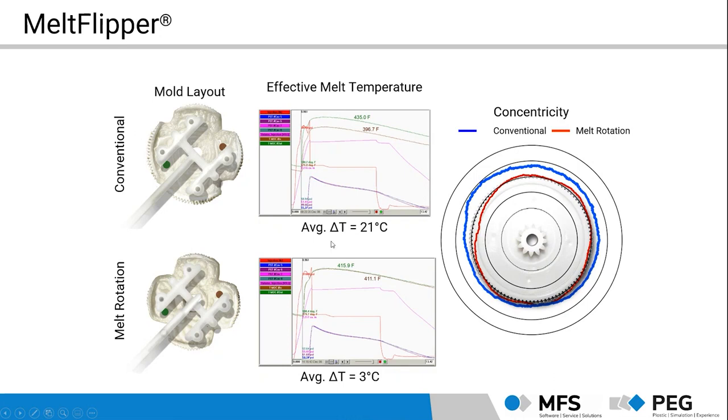And what we can also observe is that we have a temperature difference between those two temperature sensors, which is in the conventional runner system of about 21 degrees Celsius. Here, those values are in Fahrenheit. But in degrees Celsius, we have a temperature difference of 21. And with the MeltFlipper technology, we reduce this to only about 3 degrees temperature difference.